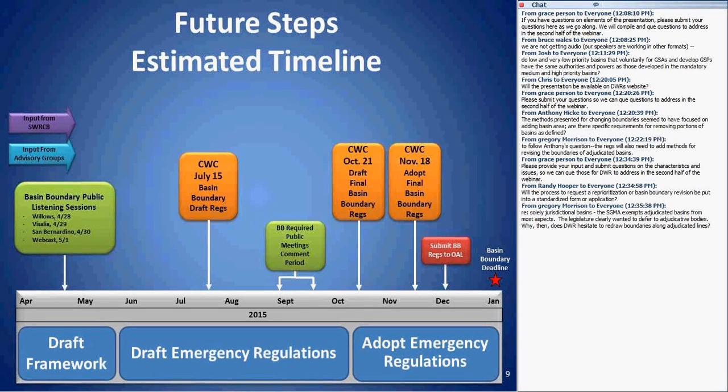So this is the same estimated timeline that I presented earlier. Our main milestone is presenting the draft emergency regulations in July. The next opportunity to provide input from the public is the required public meetings on the emergency regulations. We'll then use that information and feedback to develop the final draft emergency regulations, and then we'll be adopting those emergency regulations this winter.